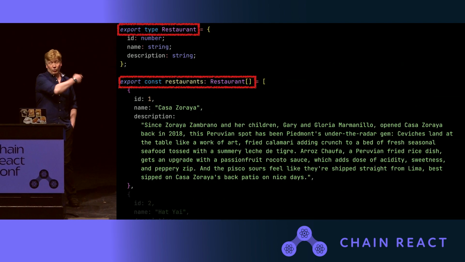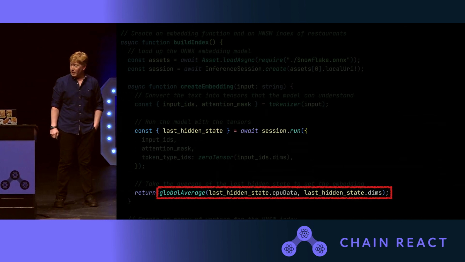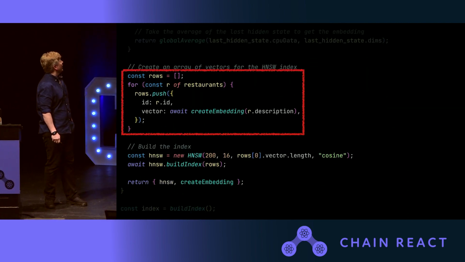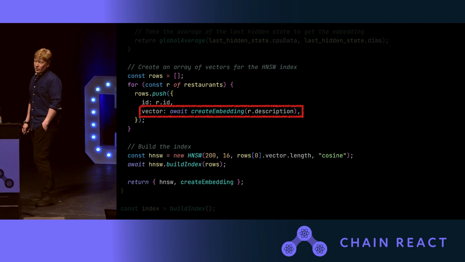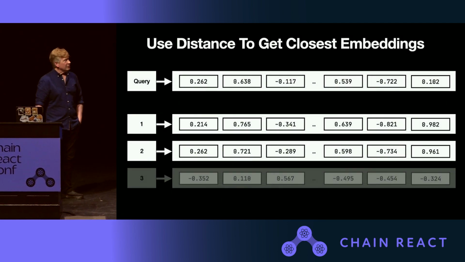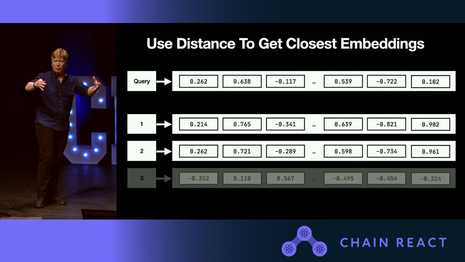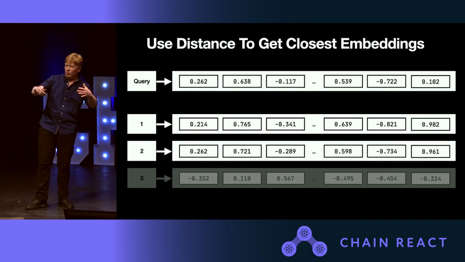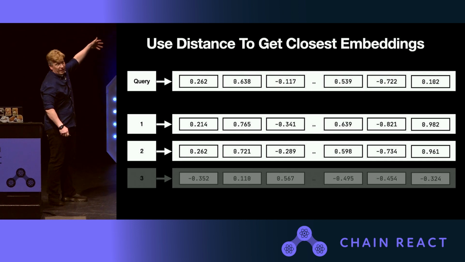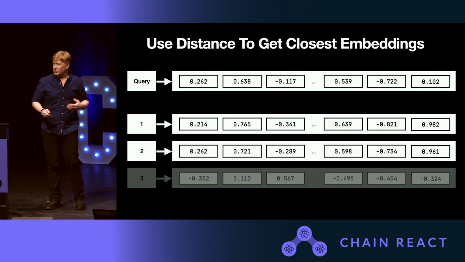So we've got our restaurants, they have an ID, a name, and a description. That's our data store. We're then going to take that global average, and we can run our restaurants through that create embedding. And now we have a different problem. We actually have this really cool in-memory database. It's got all of these rows, with IDs 1, 2, and 3, say, the different restaurants with their different embeddings. Cool. But there's kind of a problem.